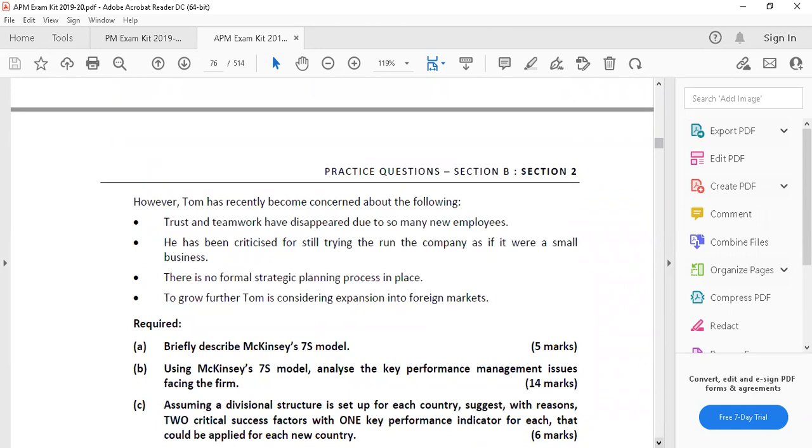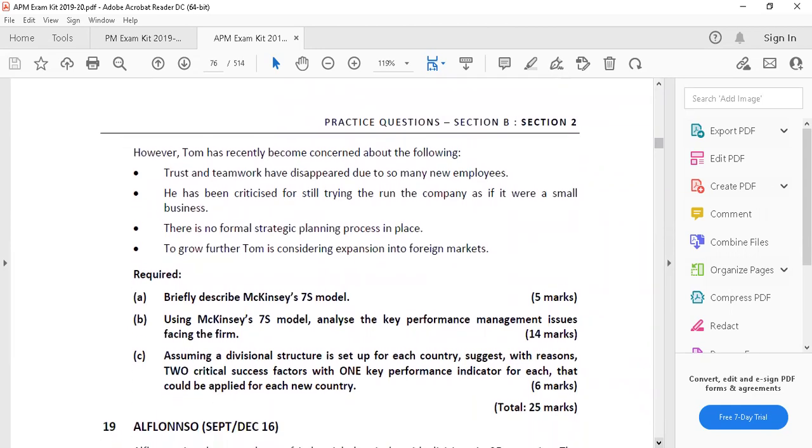However, Tom has recently become concerned about the following. Trust and teamwork have disappeared due to so many new employees. He has been criticized for still trying to run the company as if it were a small business. There is no formal strategic planning process in place. To grow further, Tom is considering expansion into foreign markets.